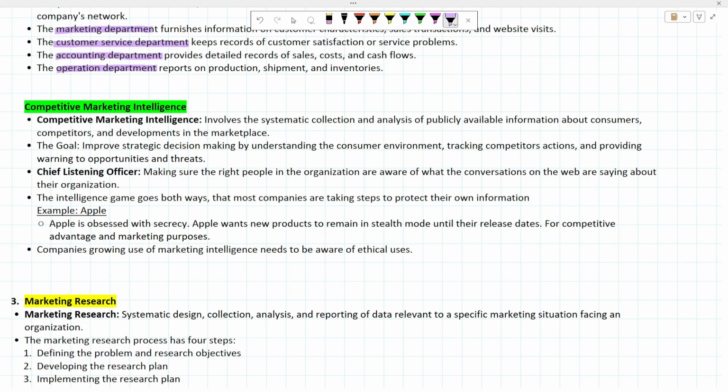So the intelligence game goes both ways. Most companies are taking steps to protect their own information. An example of this is Apple. Apple is obsessed with secrecy. Apple wants new products to remain in stealth mode until their release dates. This is for competitive advantage and for marketing purposes. Companies' growing use of marketing intelligence needs to be aware of ethical issues.